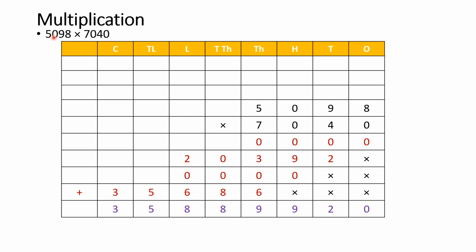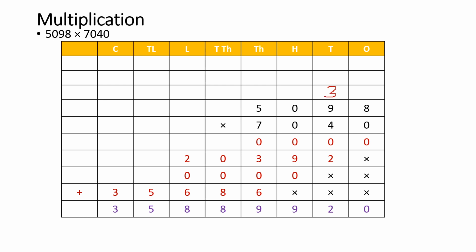See here, 5,098 multiplied by 7,040. So we will write both the numbers. At first we have to multiply by 0. 0 is at the ones place, so we will always start from the ones place. So 0 8s are 0. When we multiply any number by 0, we get 0. Then 0 9s are 0. 0 zeros are 0. 0 5s are 0. Then 4 8s are 32. We will write 2 here and 3 here.